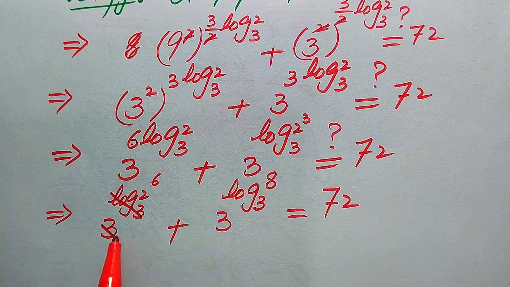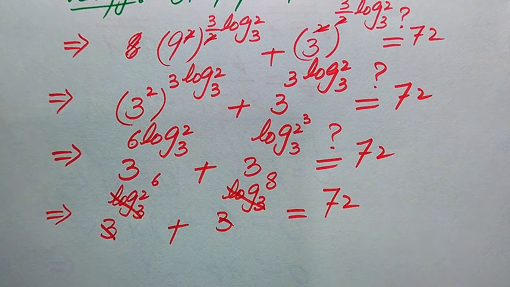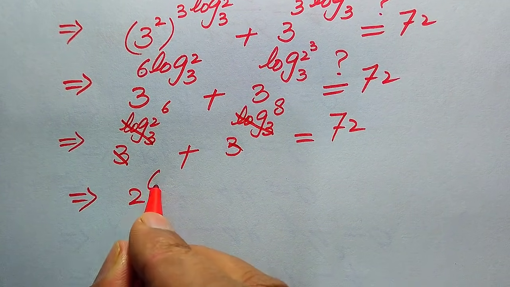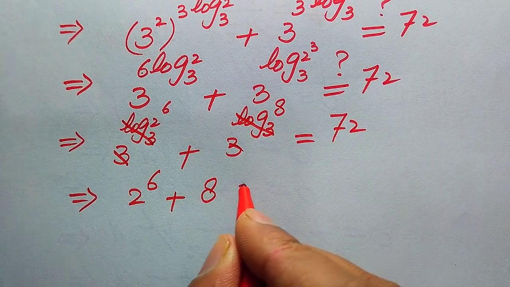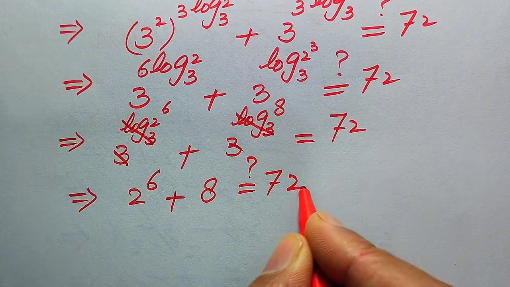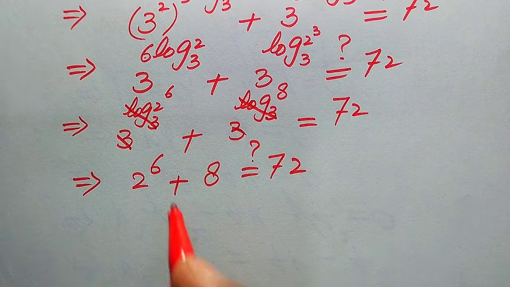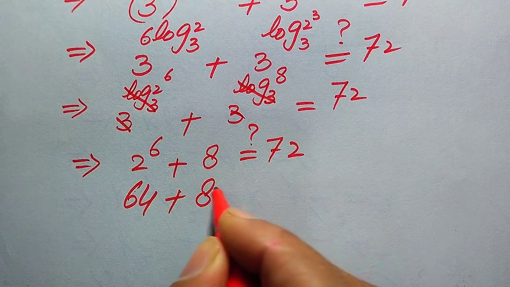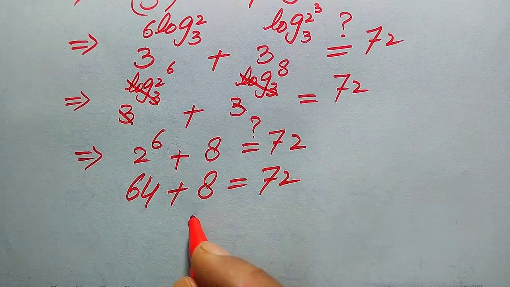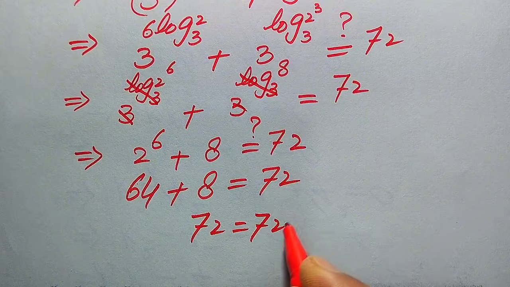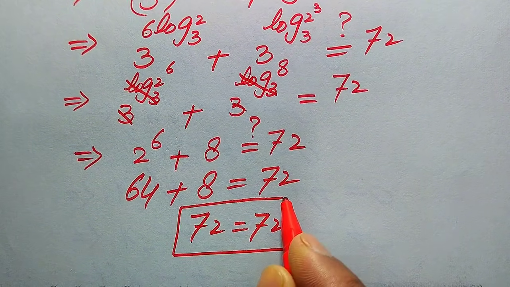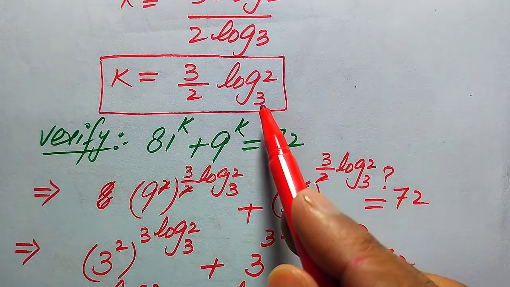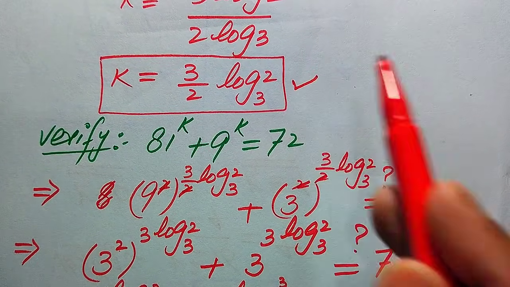And now you see this log with base 3 and this 3 are gone. Similarly, this log base 3 and this 3 are also gone, and we obtain 2 to the power of 6 plus 8 is equal to 72 or not. So finally we write this 2 to the power of 6 as 64 plus 8 is equal to 72, and you clearly see we get 72 equals 72. So this shows that the value of k equal to 3 over 2 times log 2 with base 3 satisfies our given question statement.